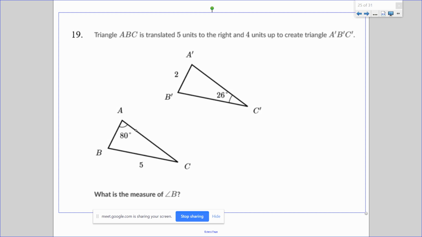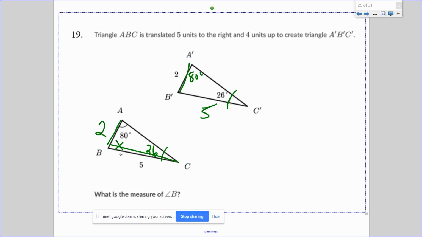So if angle A is 80, then A prime is 80. If angle C prime is 26, then angle C is 26. If BC is 5, BC prime is 5. And if AB prime is 2, then AB is 2. If a rigid motion was performed, a reflection, a rotation, or a translation, then all the corresponding sides and angles are the same. It's asking for angle B.